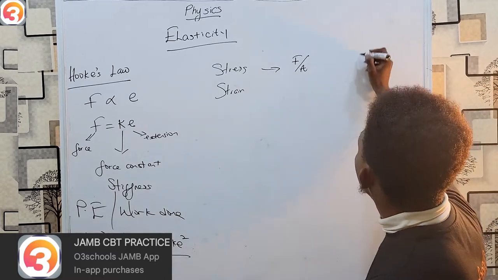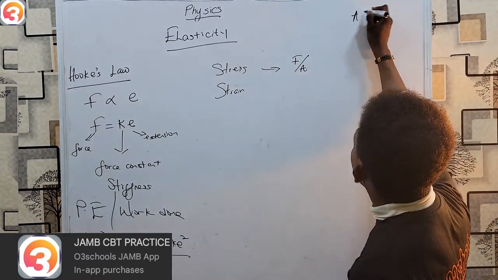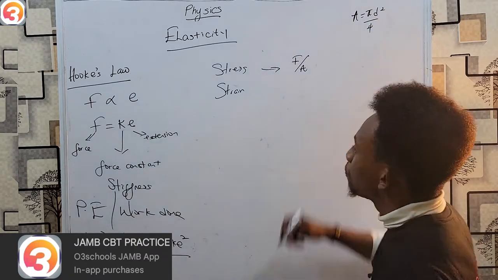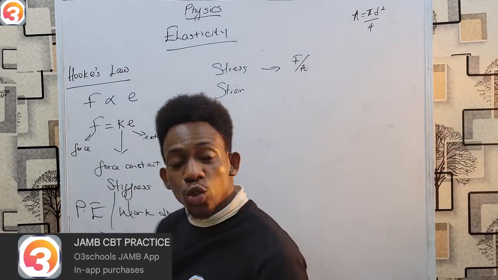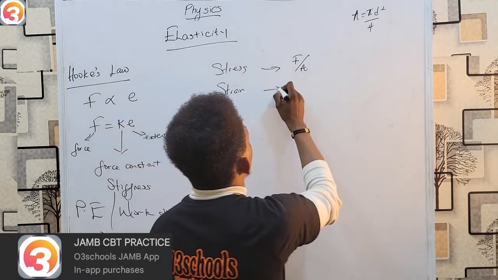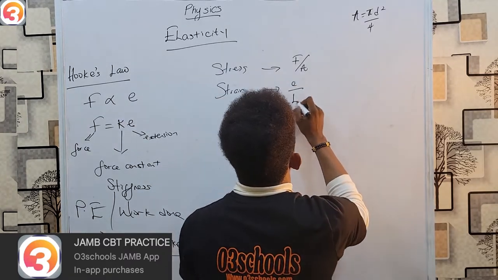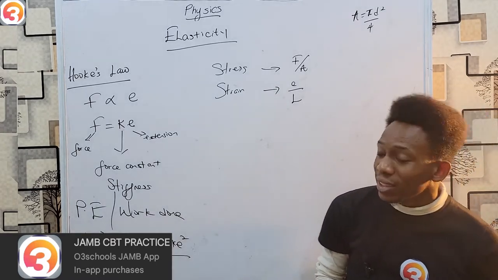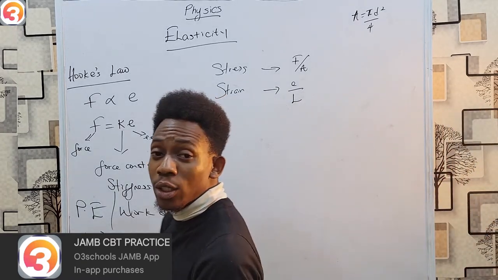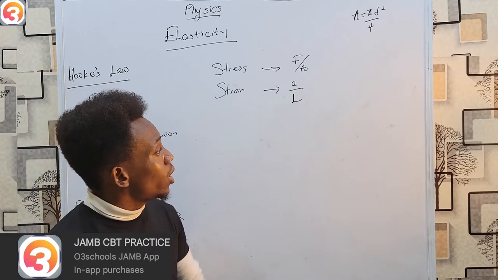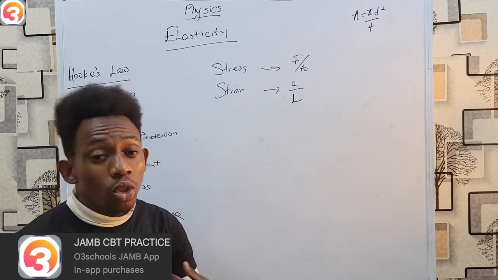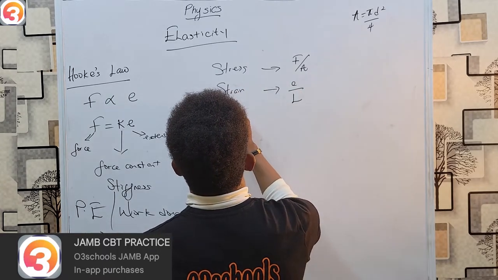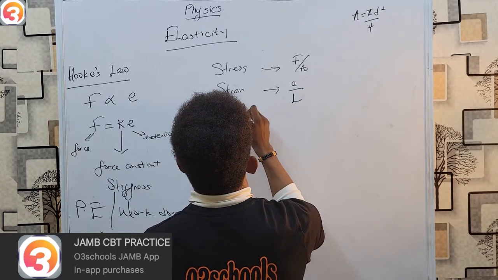And please remember, if the area is a circle, then area will be pi d squared over 4. While the tensile strain is simply the extension over the original length. Tensile strain is the extension being produced divided by the original length. And as you are aware, extension and length also have the same unit. And as a result, strain has no units.